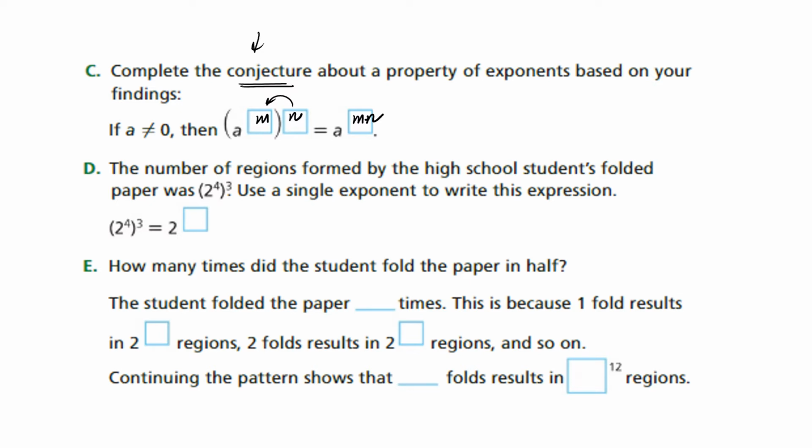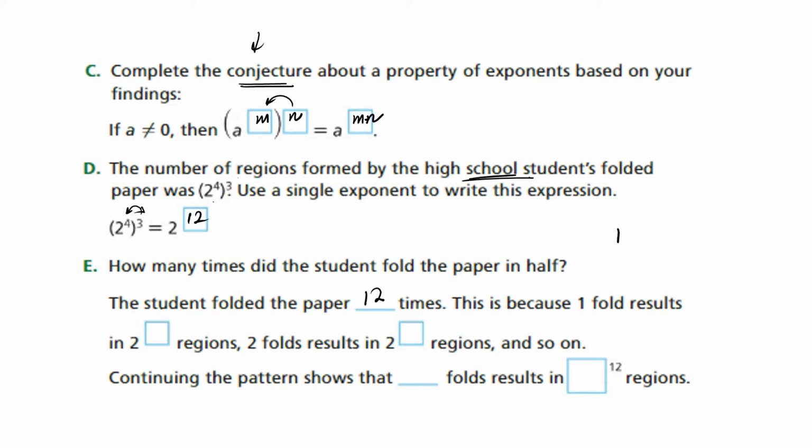which shows the multiplication. Okay, the number of the regions formed by the high school students folding the paper was 2 to the power of 4, whole to the power of 3. So what do we do? We multiply the powers. So that is 12. Now, how many times did the student fold the paper in half? Of course, 12 times, right? So the student folded the paper 12 times.